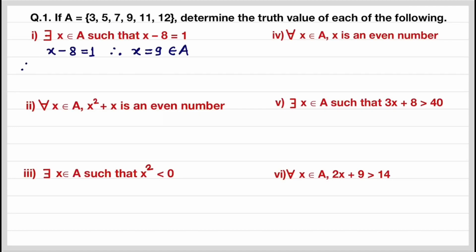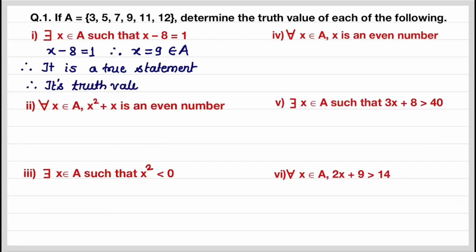When the there exists quantifier is used, we must have at least one value in the set satisfying the given condition. As we get x is equal to 9 in the set A, it is a true statement and its truth value is T, capital T.